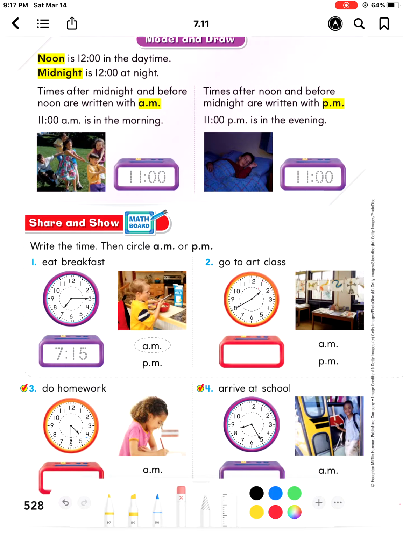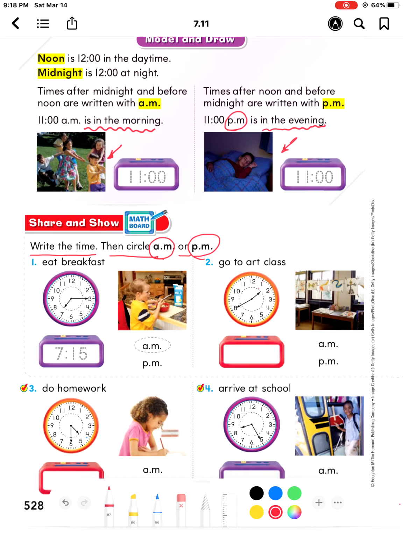Now, let's see here. We have two examples. We have 11 a.m. in the morning, and you can see the daylight. They are playing together. You can see it in the picture. And you have 11 p.m. in the evening, and the boy is sleeping because it's 11 p.m. Now, let's start share and show part. Let's read the question together. It says, write the time, then circle AM or PM.